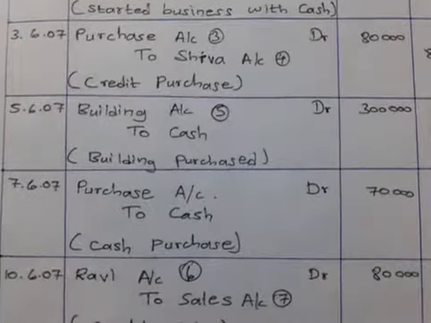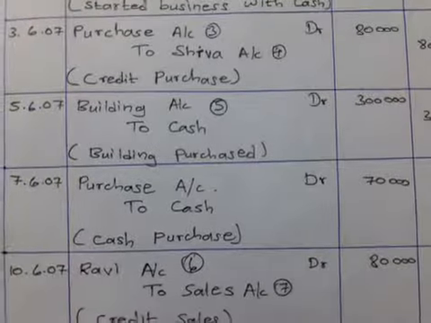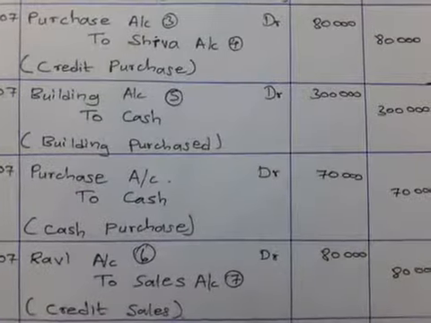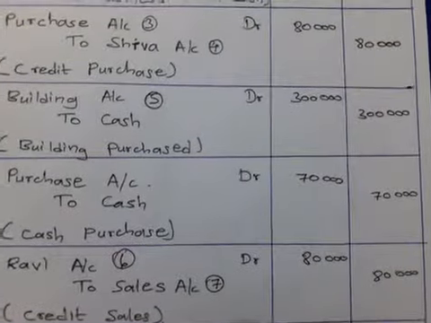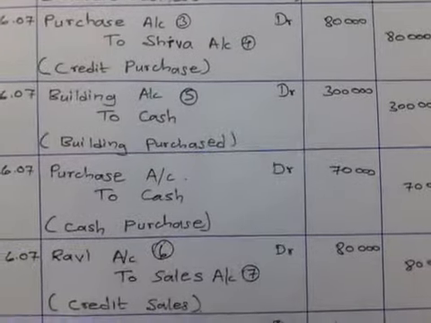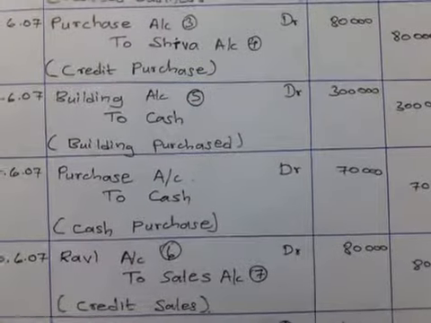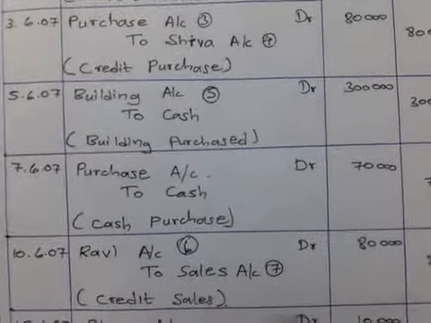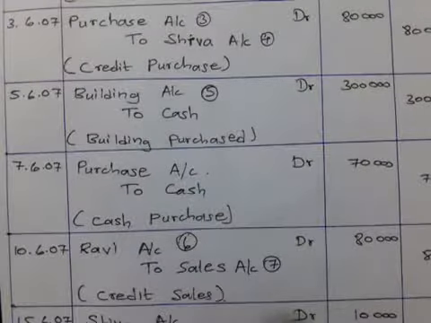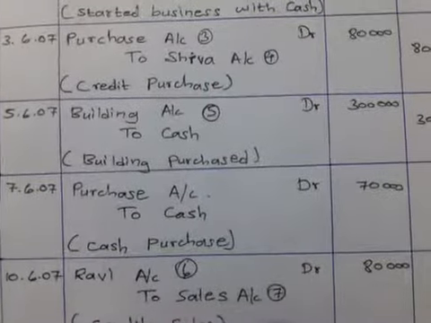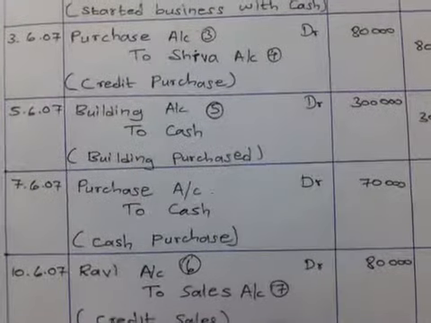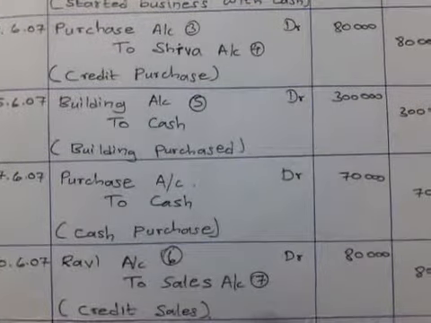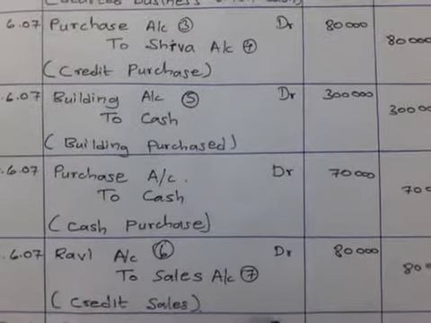In the other entry, on the 5th of June 2007, building purchased for 3 lakhs. So in this case, two ledger accounts are related. One is building account, another one is cash account. So both are asset type of accounts. One is building increasing because we are purchasing a building, and we are paying cash. So cash is decreasing.